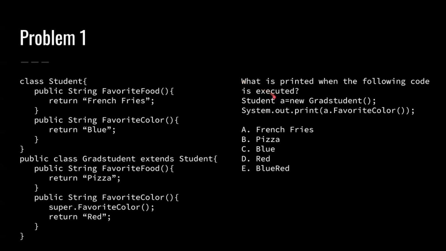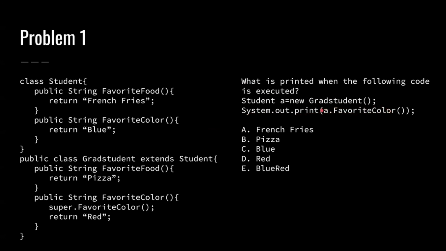All right, so we have an object, and we only care about what type of object it is during runtime, because runtime is what determines what's printed out. So we see that this object is a GradStudent object during runtime. So we're going to print out a.favoriteColor.